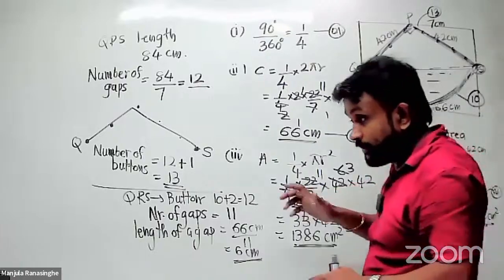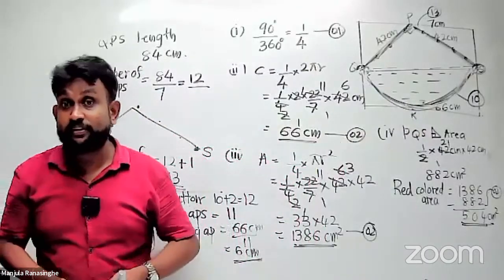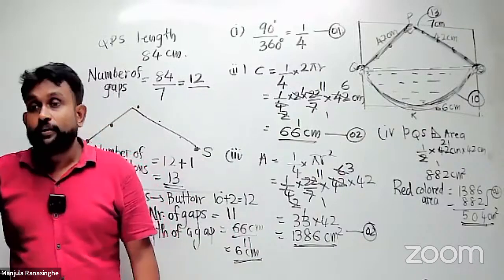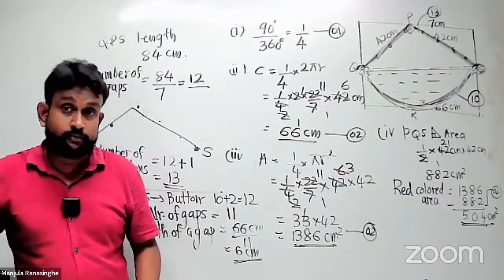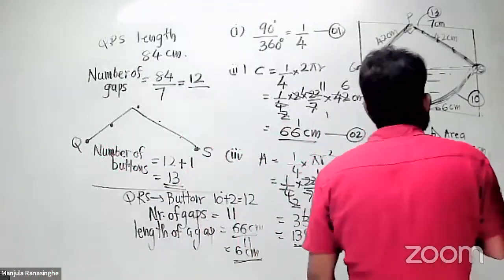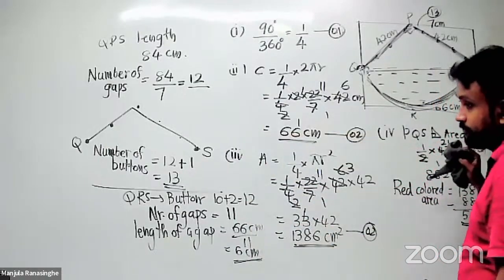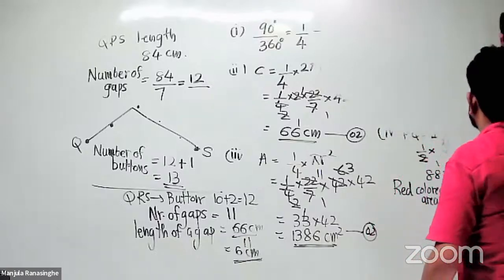Then button 12 means gap less than that 11. Then that QRS length is divided by 11 to check the space between two buttons. Right, now we are moving to question number 3. The last part we have 4 marks, because that is the hardest part.